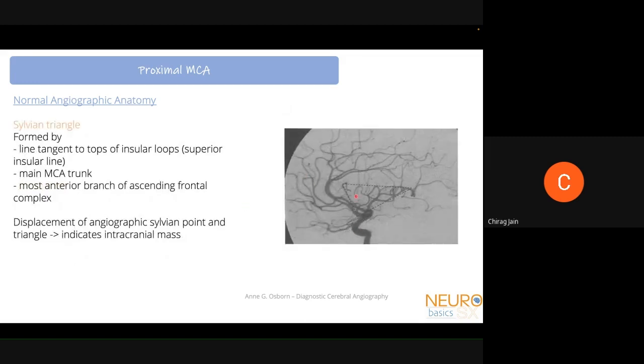There's also a structure known as the angiographic Sylvian triangle. So this is formed by three lines. First is this line which is tangent to the tops of the insular loops. As we saw, these are all M2, M3 insular loops, and the tops of these loops will join together to form this line. Then the next structure identifies the main trunk of the MCA over here, and then the most anterior branch of this ascending frontal complex. These three structures will join together and form the Sylvian triangle. If there's any displacement of this Sylvian triangle, it also can indicate there's an intracranial mass.